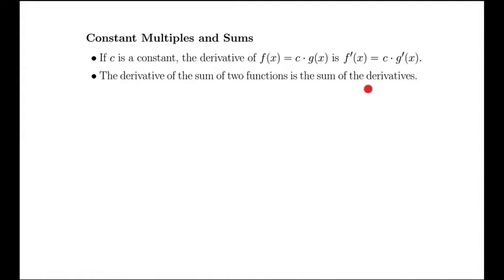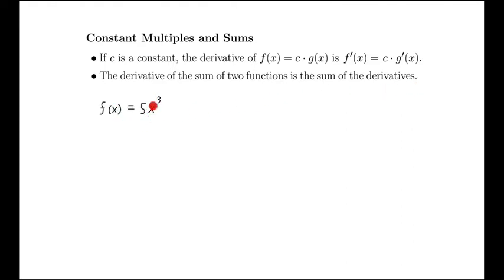Here's two more derivative rules that, when combined with the power rule, allow us to take derivatives of lots and lots of functions. The first rule is called the constant multiple rule, and it says if we have a function that's c times another function, then the derivative of f is c times the derivative of the other function. The second rule says the derivative of the sum of two functions is the sum of the derivatives. Let's see how these rules work.